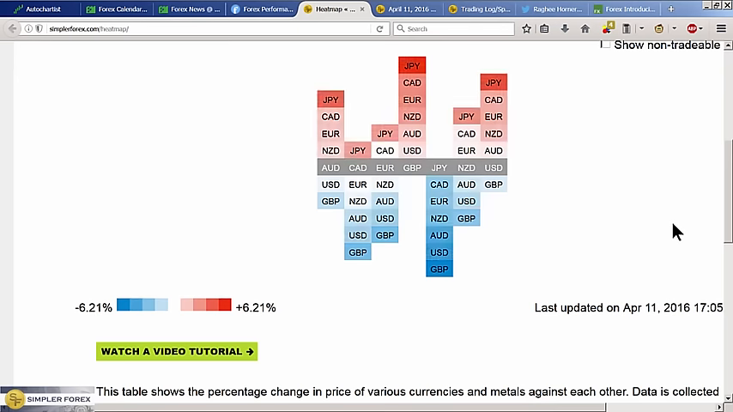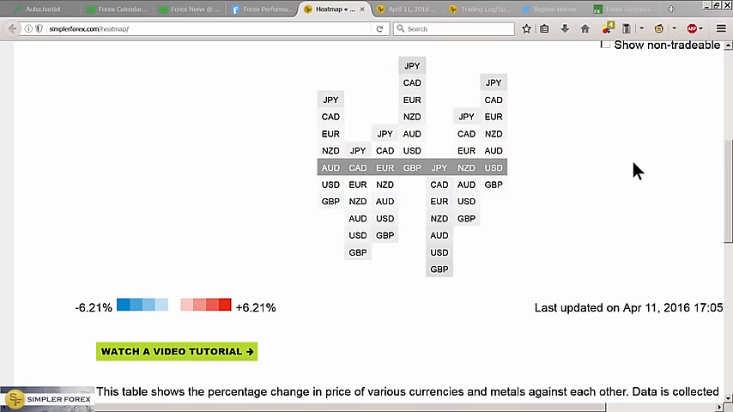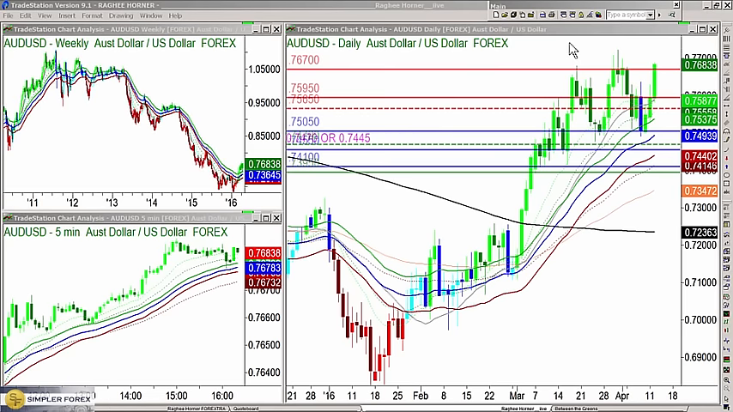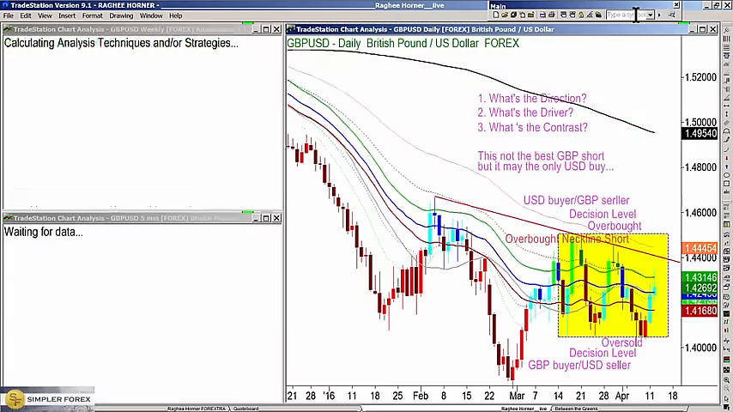Now, I want to show you guys how important even a slight contrast is in terms of having an edge versus having no contrast at all. Let me just give you an example of no contrast. Okay, weakness versus weakness. This would be the British pound versus the US dollar.